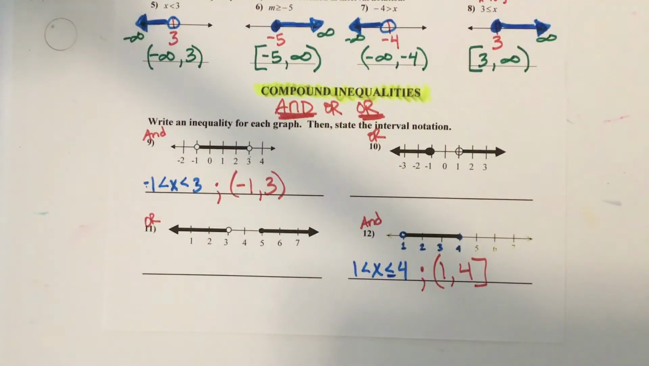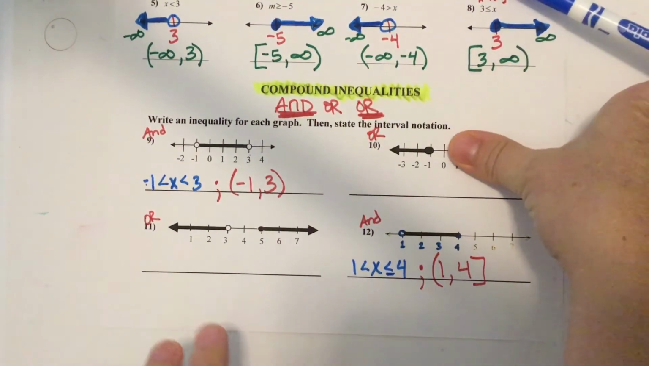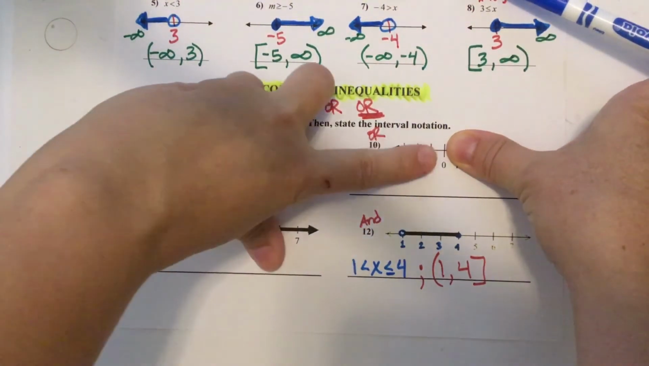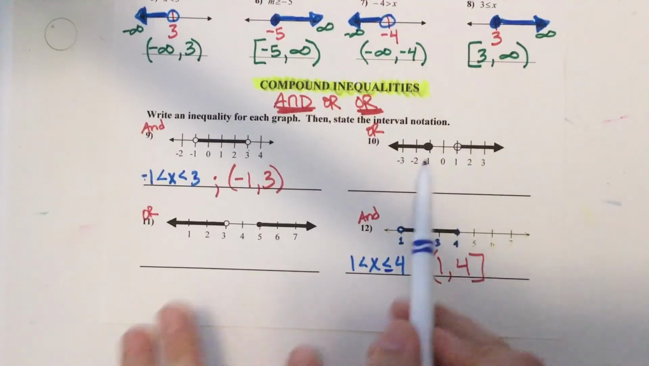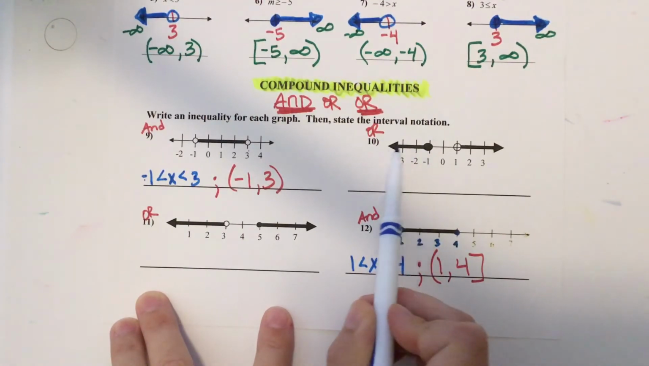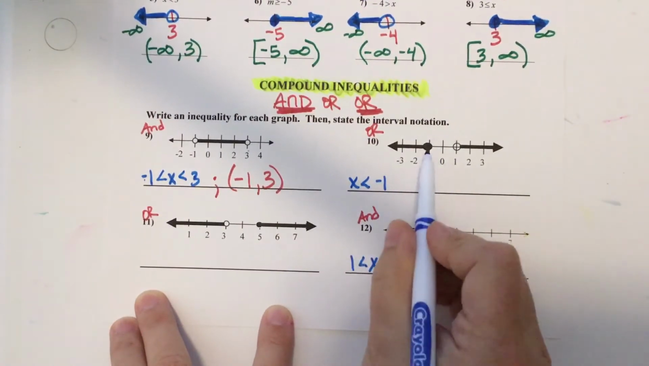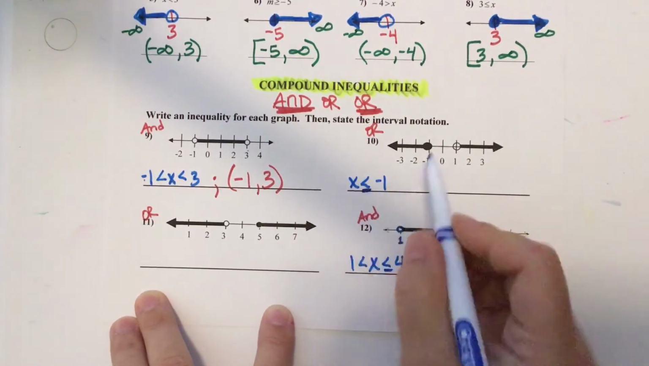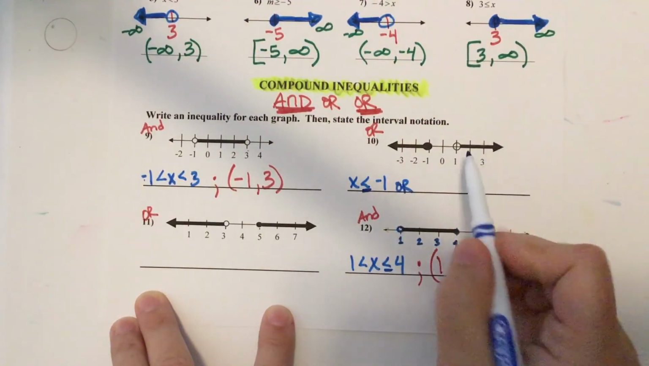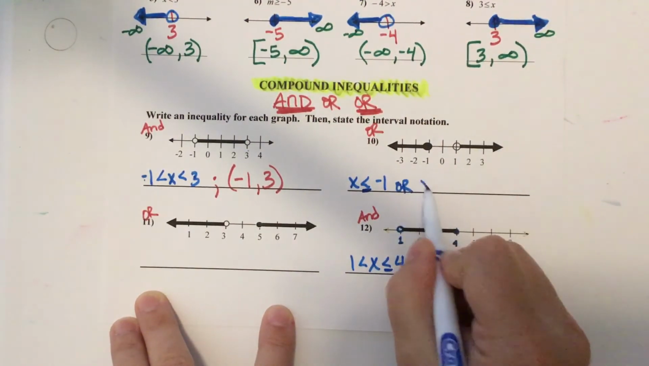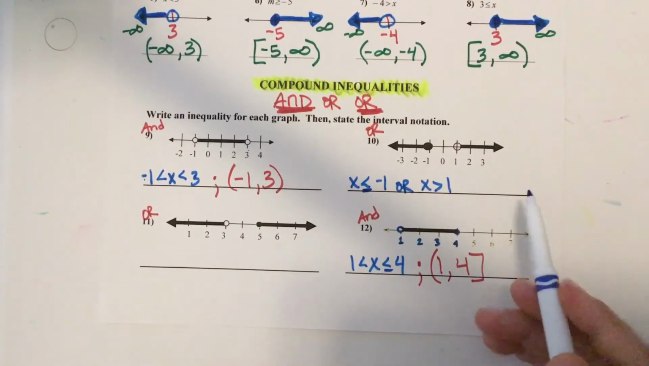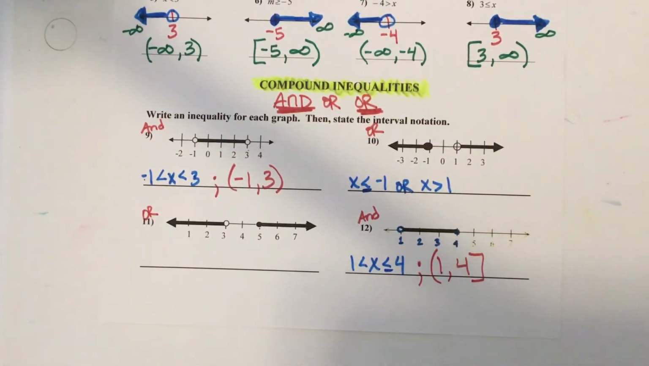Okay. Now, 10 and 11, these are OR problems. So they'll actually have the word OR in them. All right, so the OR problems, I write an inequality for that, and then I write an inequality for that. So these are numbers less than -1. So x is less than -1. Because of the closed circle, it gets an equals. Or these numbers are bigger than 1. X is greater than 1. And because of the open circle, there's no equals.